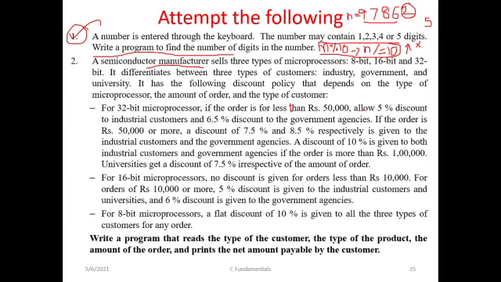So write a program that reads the type of customer, type of product and amount of order, and prints the net amount payable by the customer. So you have to take the discount, calculate it, and finally print the net amount payable. That is, this is a billing software.